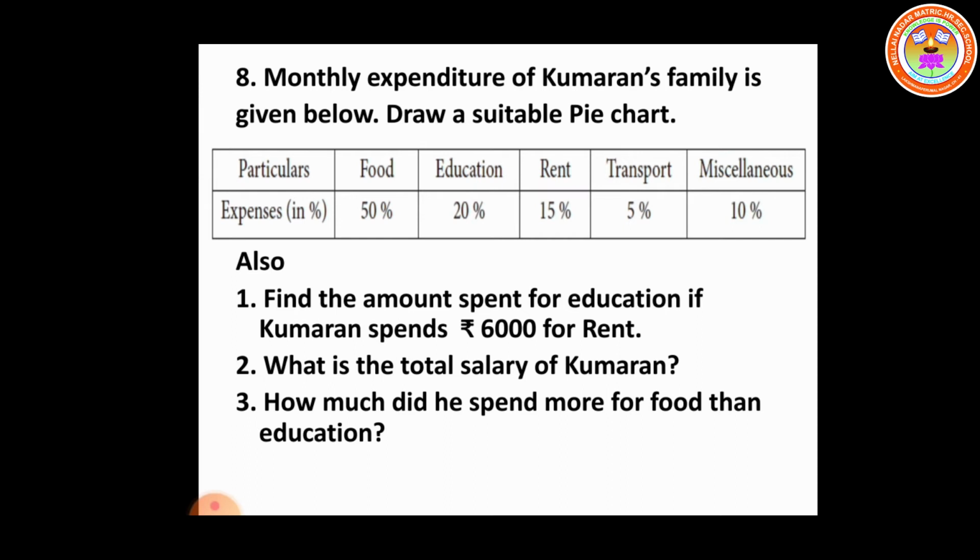Also, find the amount spent for education if Kumaran spends rupees 6,000 for rent. Second question, what is the total salary of Kumaran? And third question, how much did he spend more for food than education? Let us see the answer. First, to draw the pie chart, we should know the component angle.